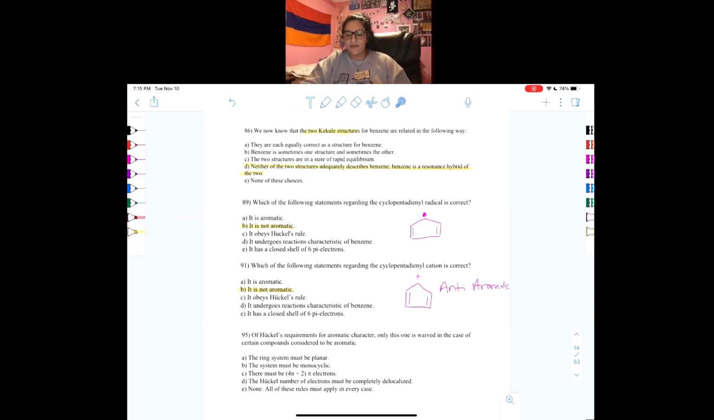And 95 is the question we talked about earlier. So it's saying that Huckel's rules, that's basically just the rules for aromaticity. And we know that it does not have to be monocyclic. So B is the correct answer. It does not have to be monocyclic.